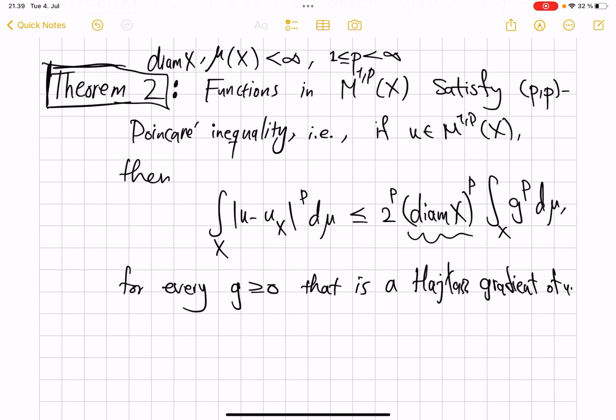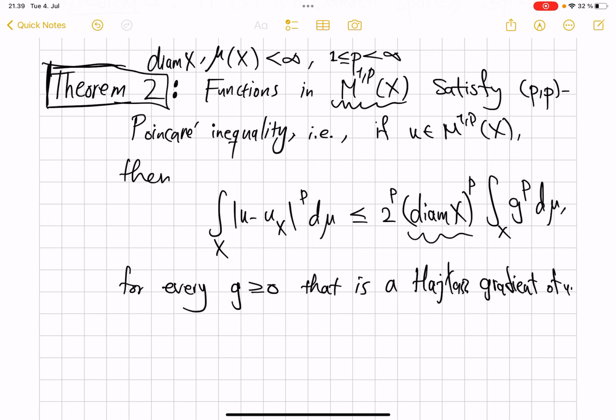But this is an important thing to keep in mind, especially in comparison to the Newtonian space that will come much later, where whether a Poincare inequality holds is actually a big question. Some spaces do have it, some spaces don't. But here we're saying that in almost all spaces, it's just built into this definition of M1P that they do satisfy a p-Poincare inequality.